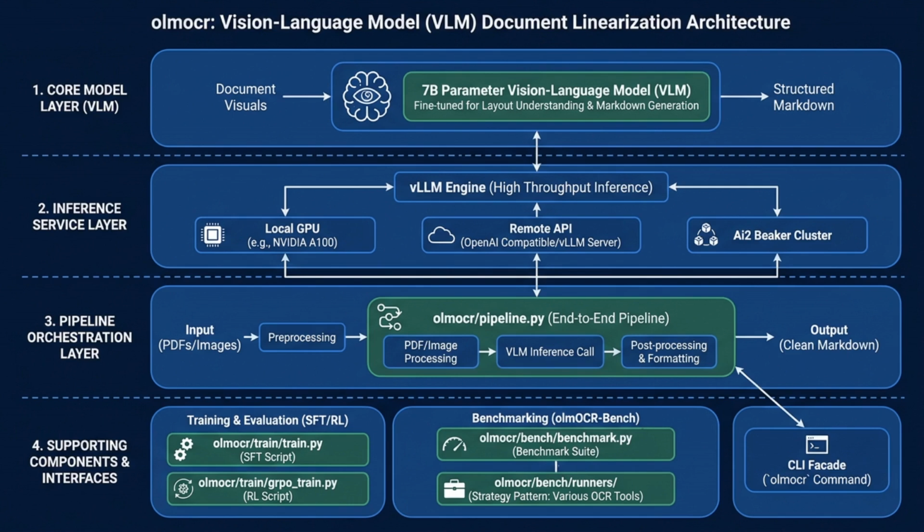And what about scale? The architecture is built for it. It uses the high-performance VLLM inference engine and supports a distributed pipeline that runs on AWS S3. This design allows it to process millions of pages efficiently.